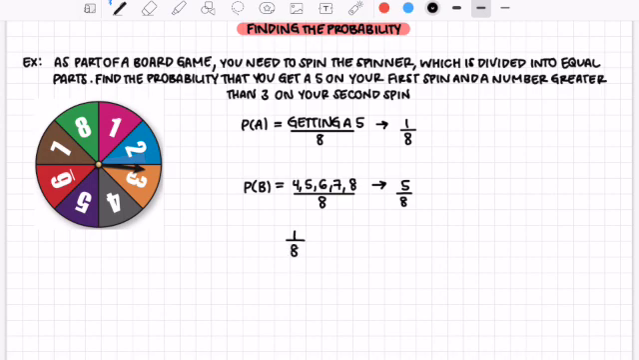So that was my first spin multiplying with my second spin, which equals 5/64. And so my probability would be 5/64, or you can round it as the decimal, 0.078. Okay.